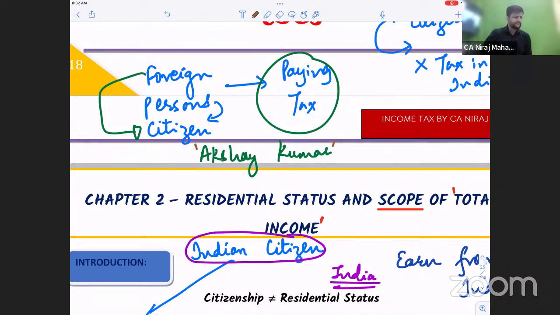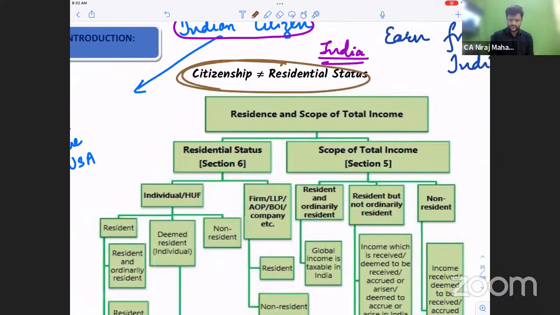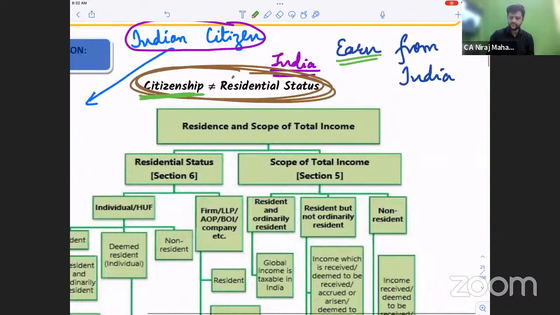So the very first, most important thing is this: citizenship is not the same as something called residential status. For income tax purposes in India, we don't depend much on the citizenship status. So this is not very important for us. What is important for us? Are you earning income from India? Simple.